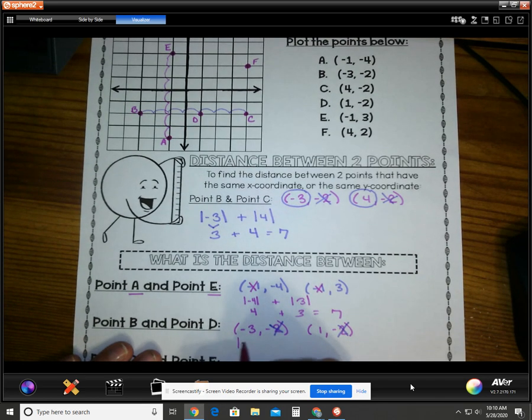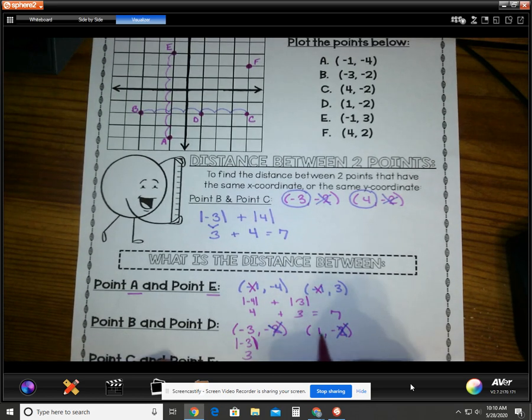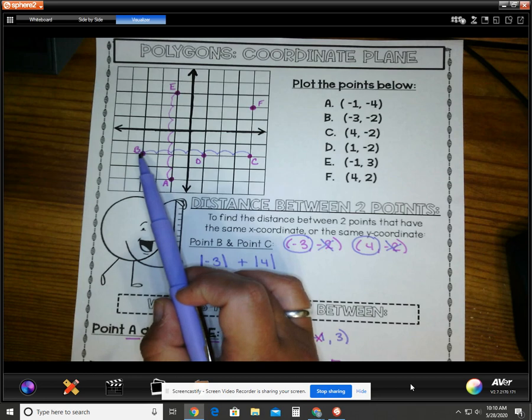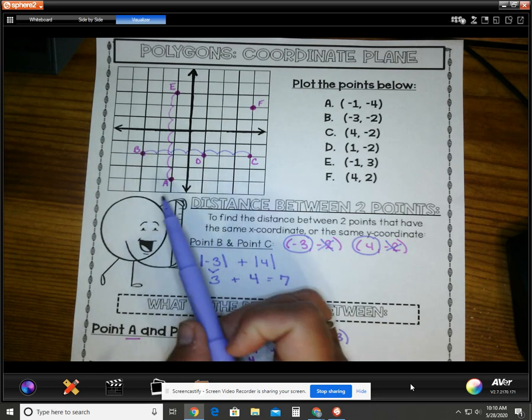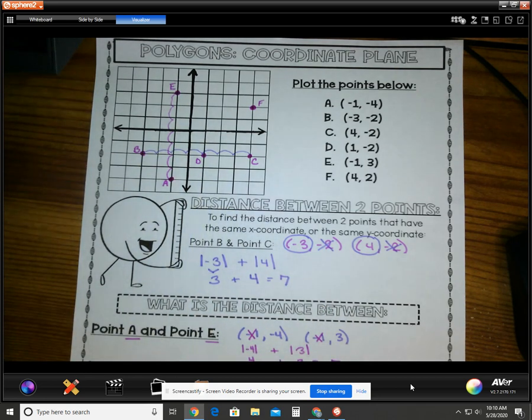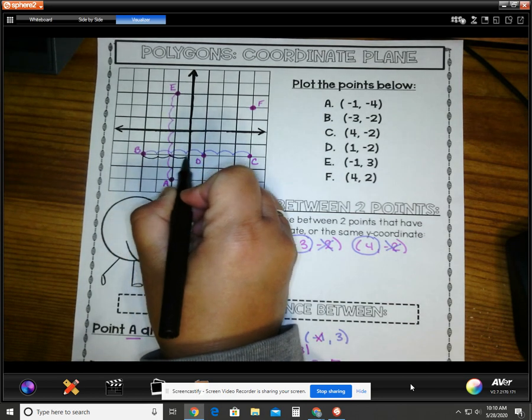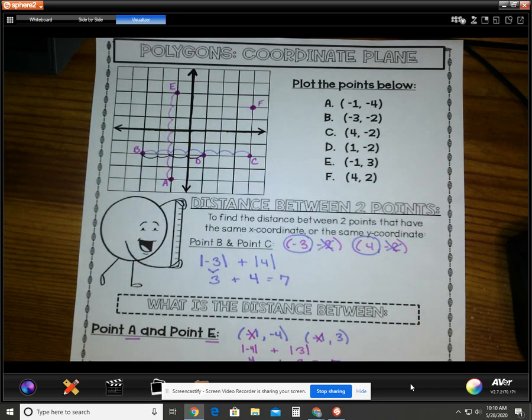The absolute value of -3 is 3. The absolute value of 1 is 1. 3 plus 1 is 4, right? So I go back and I can again check it to make sure I'm right. If I look at B and D, B is over here in quadrant 3, D is in quadrant 4, and I count these out. Let me get a different color so you can tell what I'm doing. I can go 1, 2, 3, 4, and they are in fact 4 units apart from each other.